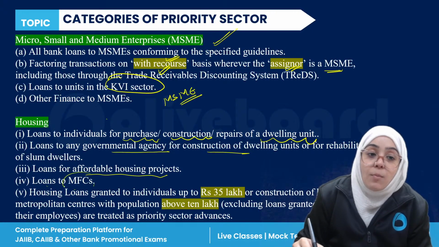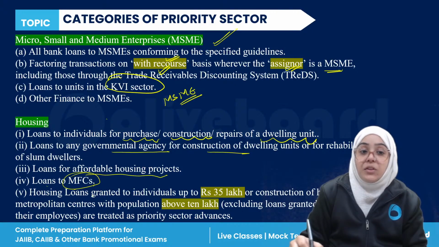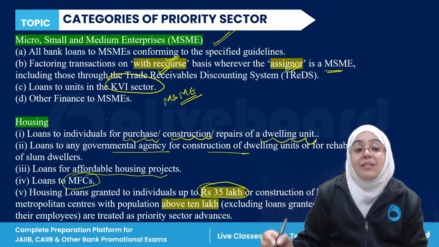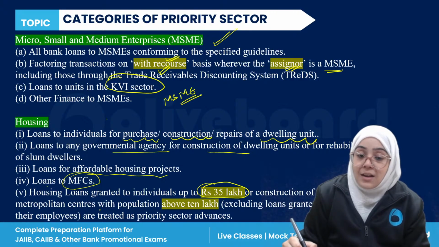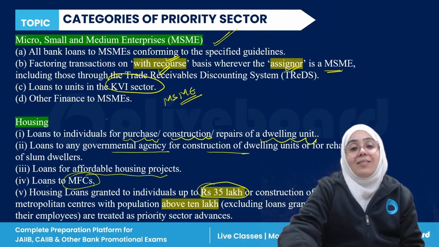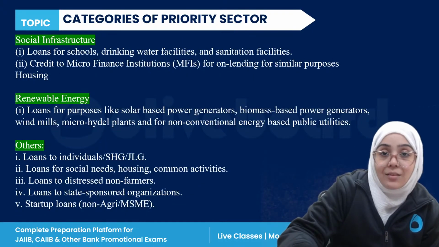Loans which have been given to microfinance companies, housing loans which are granted to individuals, that is up to 35 lakhs, okay, in the metropolitan centers which have a population of above 10 lakh. These are all treated as priority sector advances, okay.